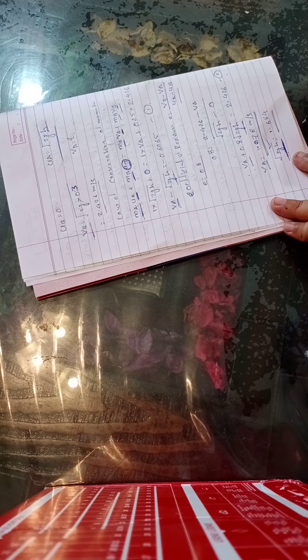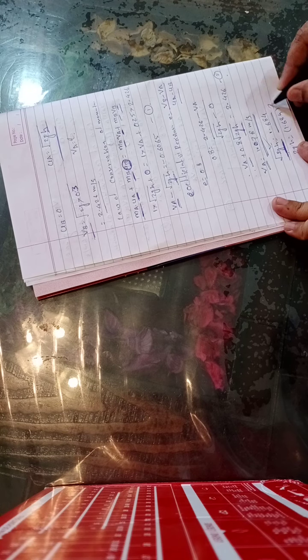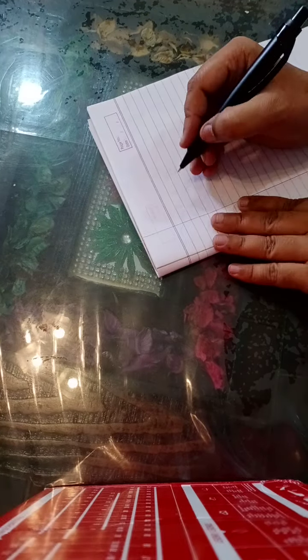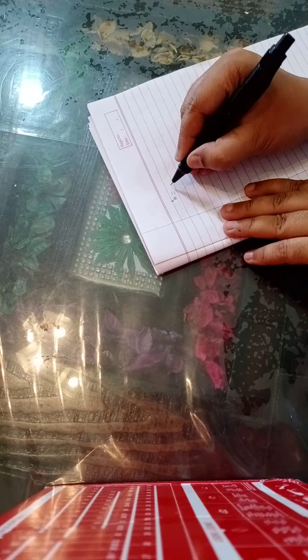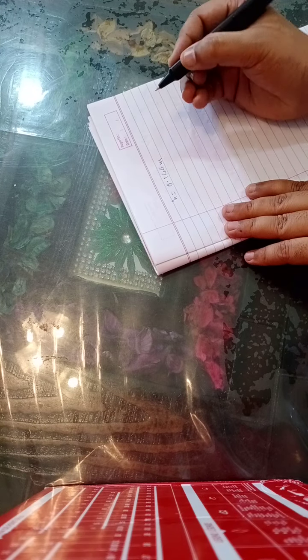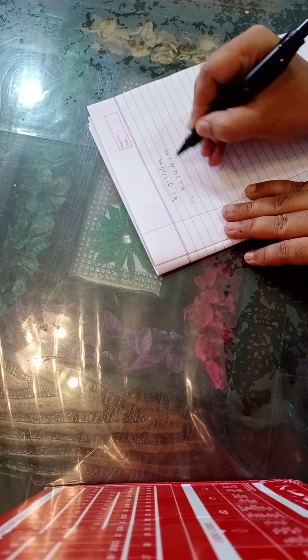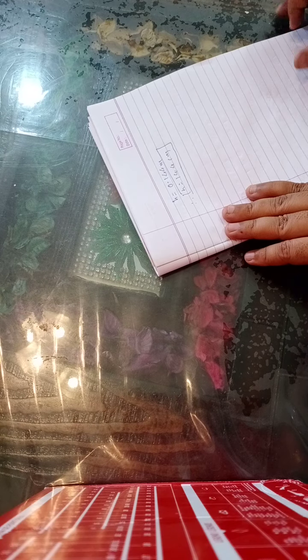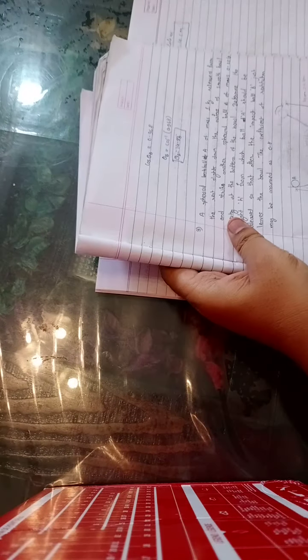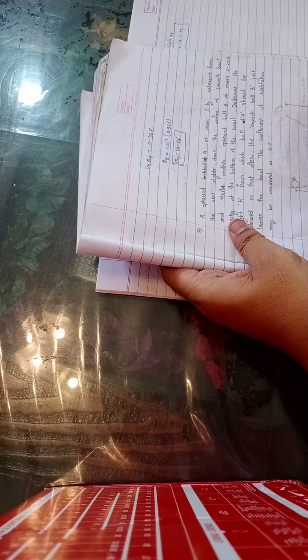Squaring both sides, the square root will be removed. It becomes 2gh is equal to 1.684 squared. When we solve this, we get h equal to 0.144 meter, which means h is equal to 14.4 centimeter. So this is the height we obtained, 14.4 centimeter. Okay, thank you.